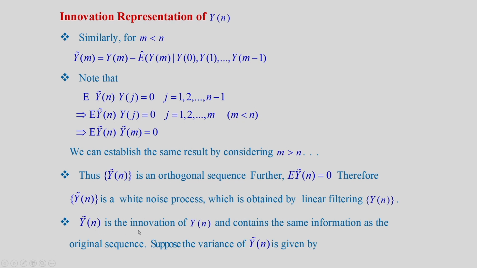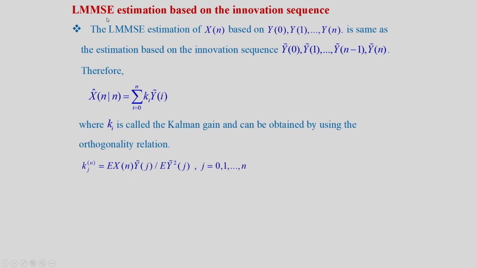Y tilde n is the innovation of y n, because after linear operation we are getting this y tilde n, which contains the same information as the original sequence. So, this innovation sequence is obtained by passing y n through a linear filter. Now, let us see the LMMSE estimation based on the innovation sequence.